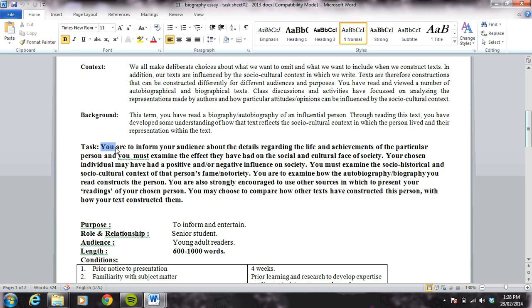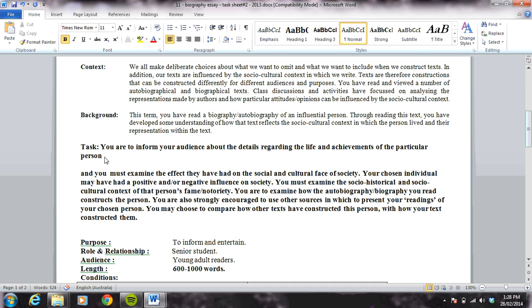So the task itself is aimed at informing your audience of the details regarding the life and achievements of a particular person. Really, that's the overall aim of what you're being asked to do in this essay: you're telling us about the person that you've read the book about. In order to do that, you must examine the effect they have had on the social and cultural face of society. In other words, your chosen person may have had a positive or negative influence on society.